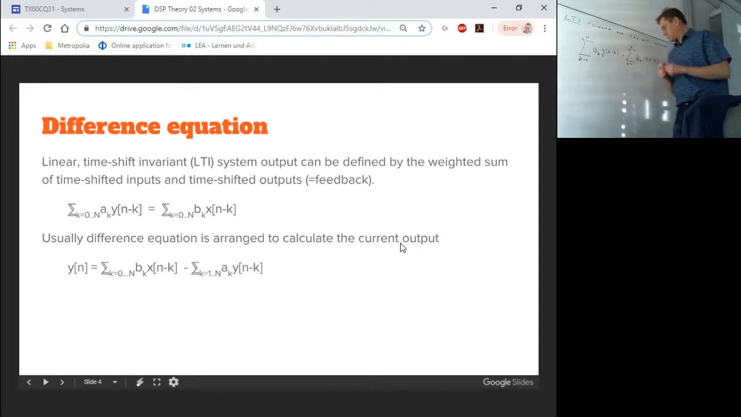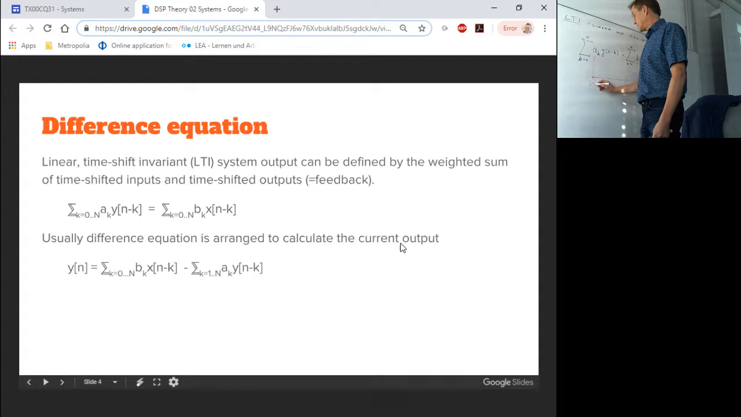So okay, let's take a closer look at what we have here. Those are a and b. These are called system coefficients, or if it's a filter, then those are the filter parameters. And these are actually constant numbers, weighting parameters, constants.